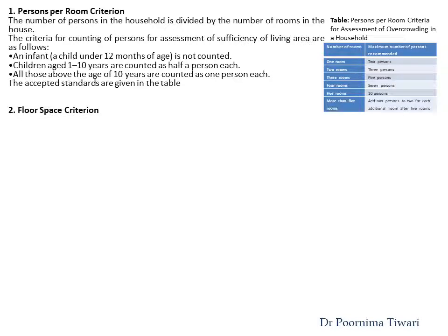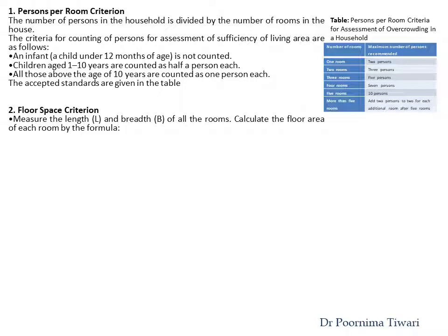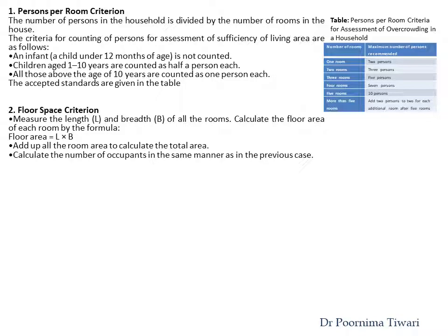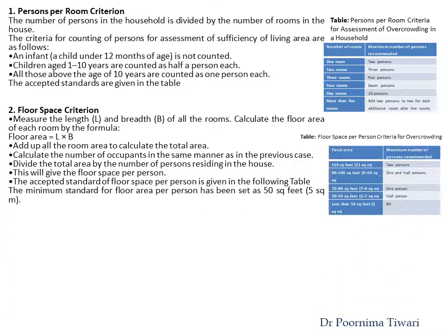Second criterion is floor space criterion. You measure the length and breadth of all the living rooms, and when you add up, you get the total floor area available as living area. Then you add up the number of occupants of the house in the manner similar to that explained above. Divide the total area by the number of persons residing in the house. This will give the floor space per person, and the standards are given in the following table. A minimum of 50 square feet per person has been set as a basic minimum standard.